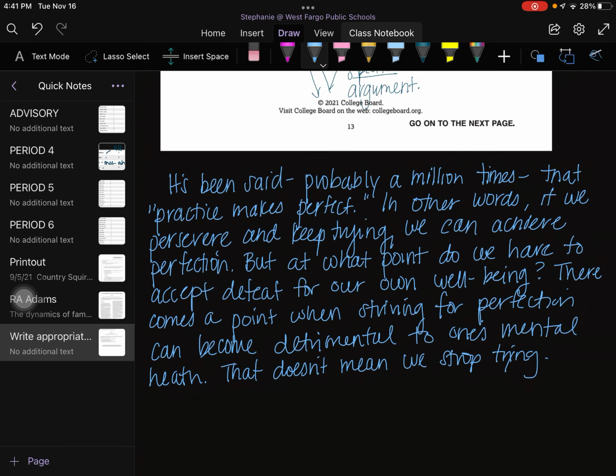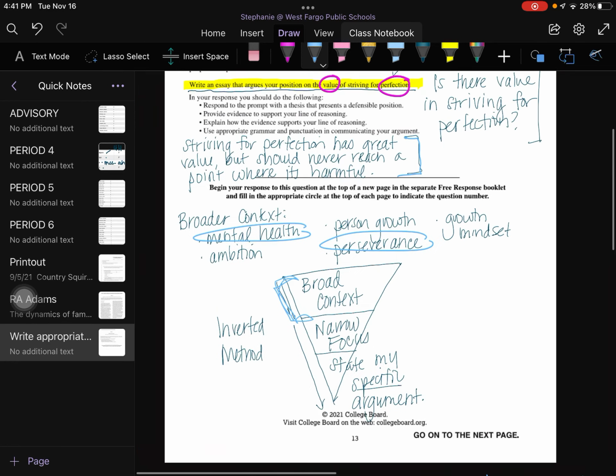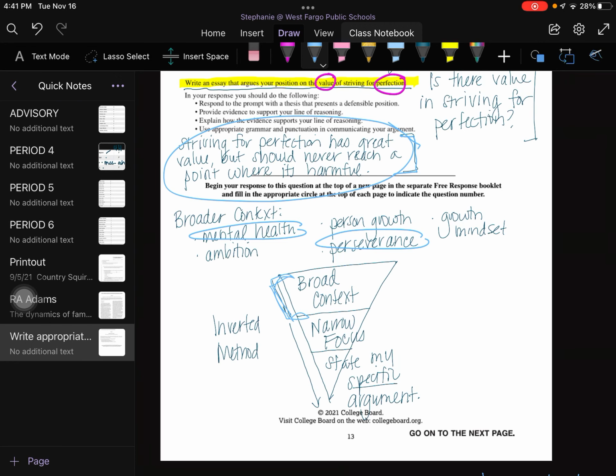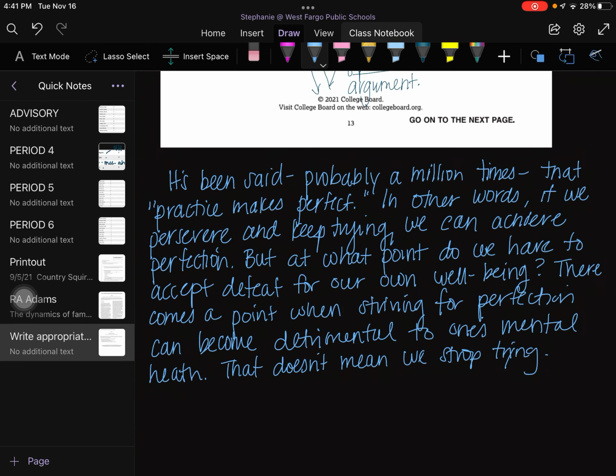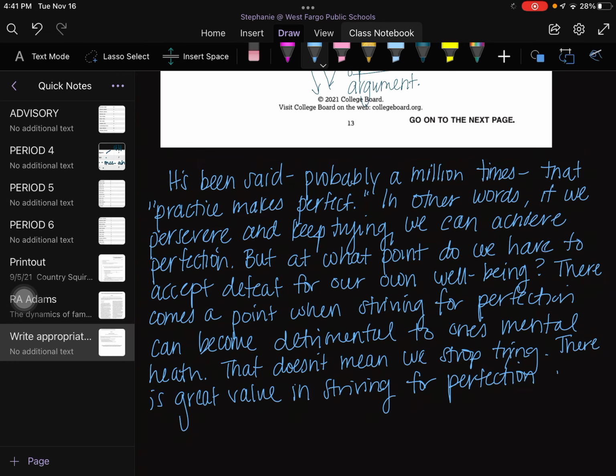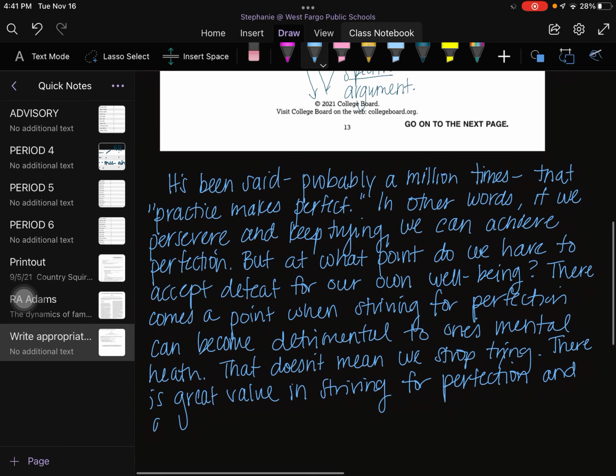So now I want to kind of finish this introduction. So there comes a point when striving for perfection can be detrimental to one's mental health. That doesn't mean we stop trying. So I'm going to say, basically kind of taking what I have right here when I kind of put my stance together, right? There is great value in striving for perfection. Again, using the task language. And I'm going to add, and achieving personal growth.